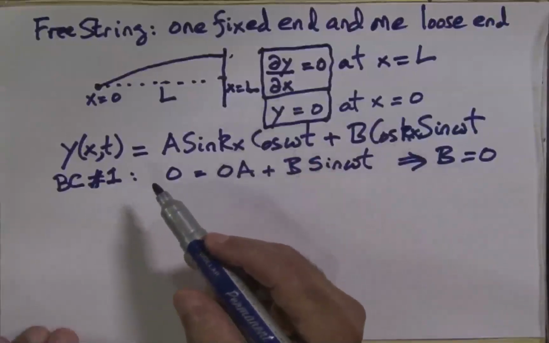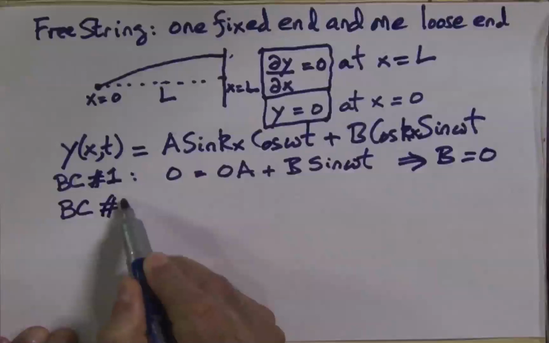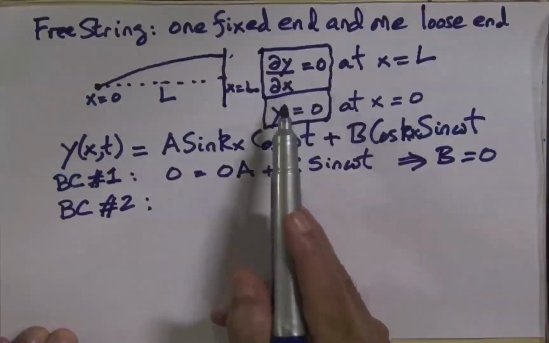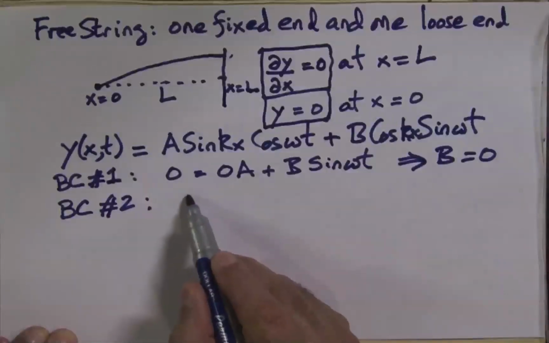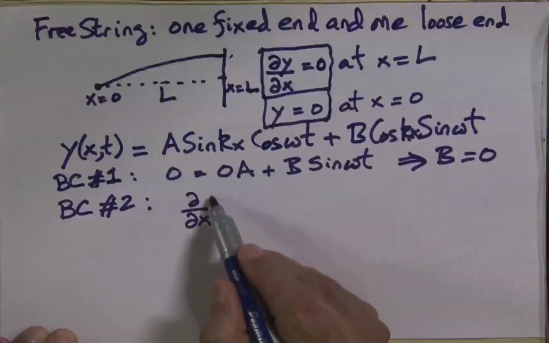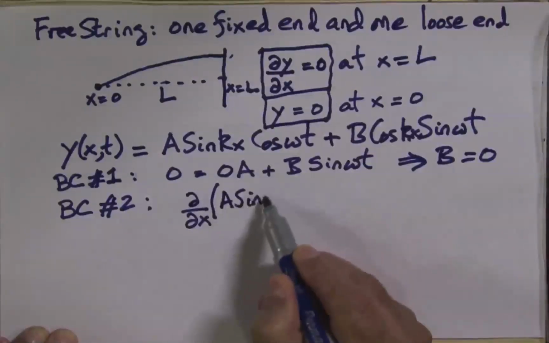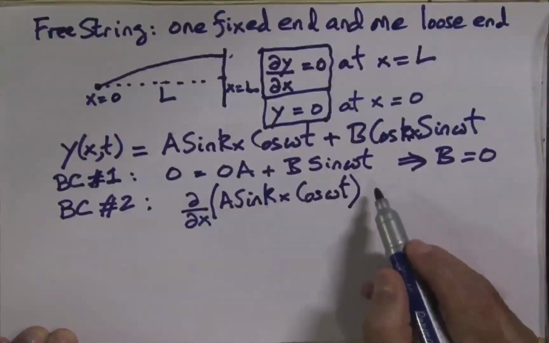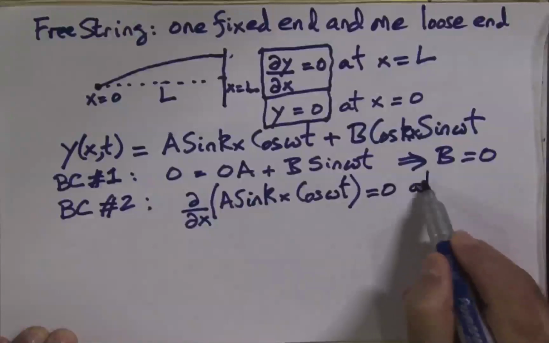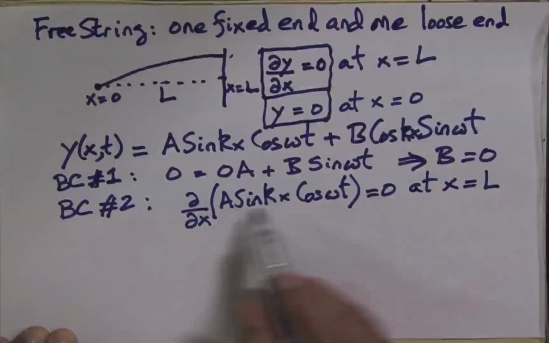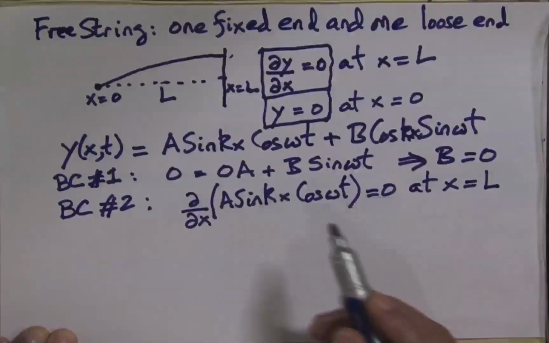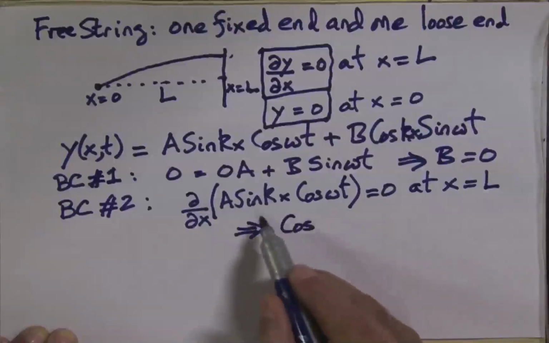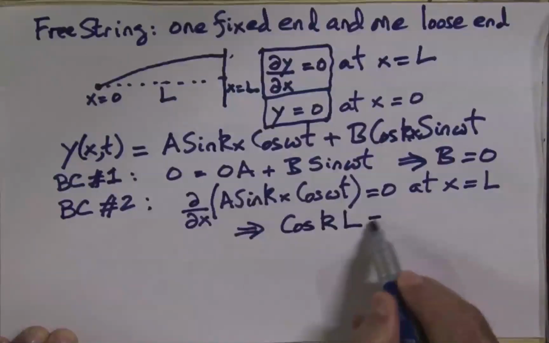But now let's use the other boundary condition. So this is number 1 and that's number 2. That says that I must take the derivative of y with respect to x. So let me take d by dx of a sine kx and there's cosine of omega t. Well, that has to equal 0 at x equal to L. Since a is not 0, we can just divide by it, similarly cosine. And so this gives us the condition that cosine of k into L must be equal to 0.